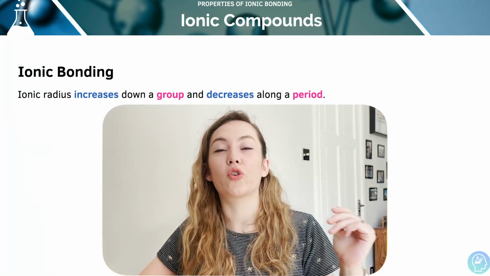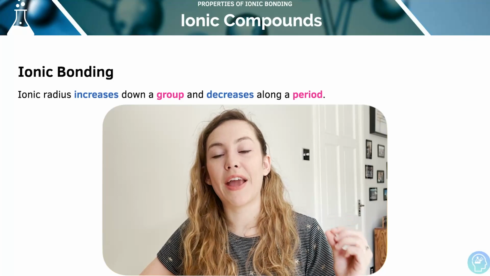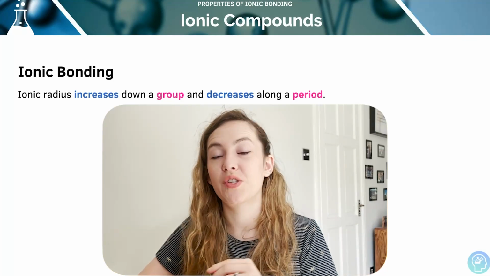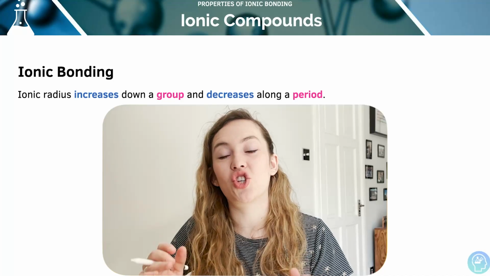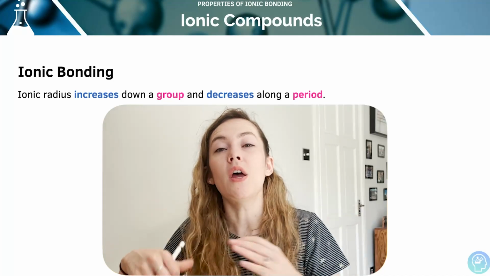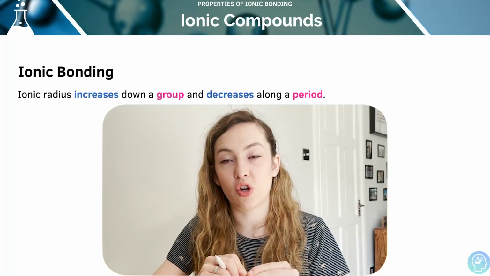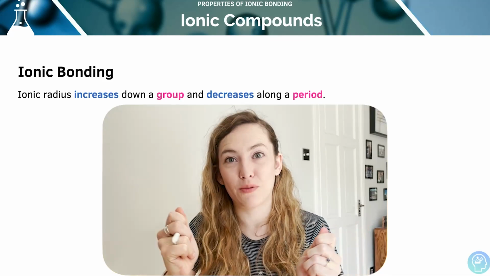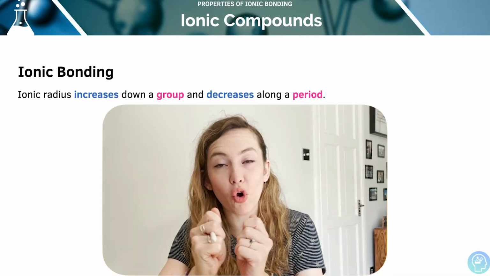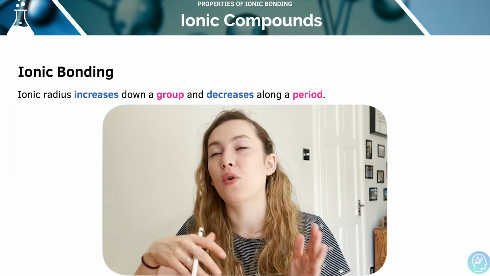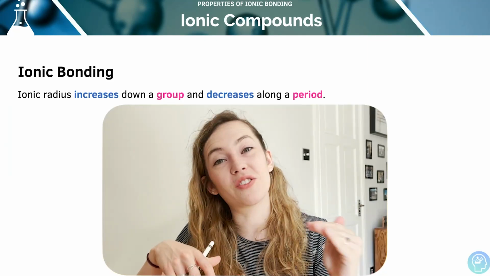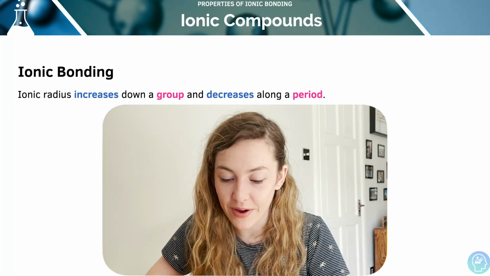As we move across the period, we're going to have an increase in the nuclear charge. So the amount of protons is going to increase, but the amount of shielding is not going to change because we're in the same period. Therefore, that increase in the positive charge in the center is going to pull on those outermost electrons more and more strongly as we move across the period. Therefore, the radius is going to decrease as we move along the period.